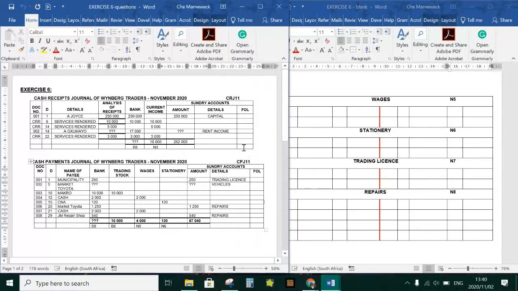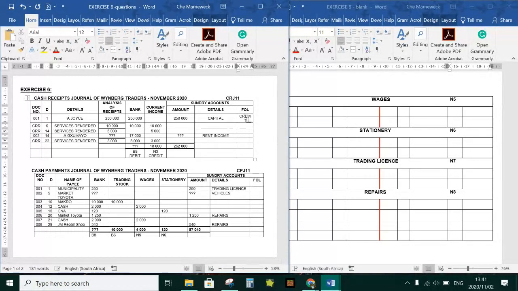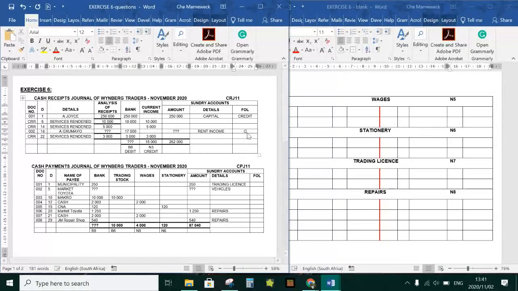We know that when we post from the cash receipts journal to the general ledger, we are going to debit bank and we are going to credit every other account. So we credit current income, it's a column, we credit capital, and we credit rent income.